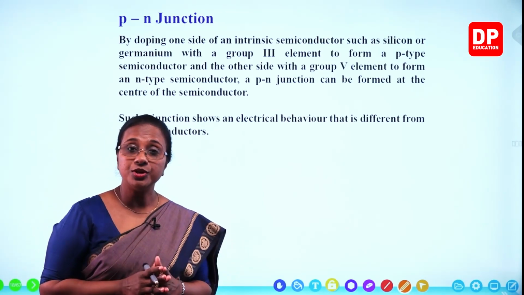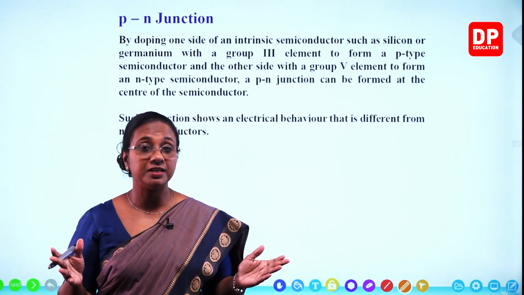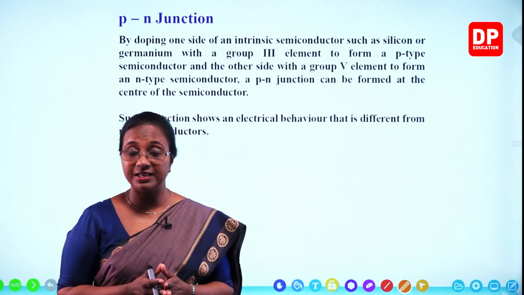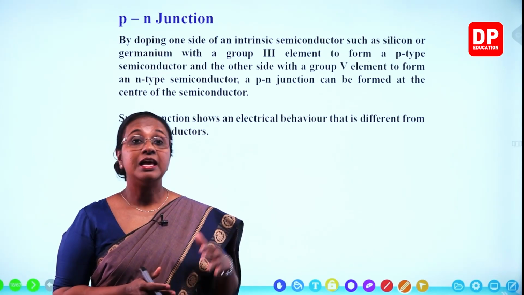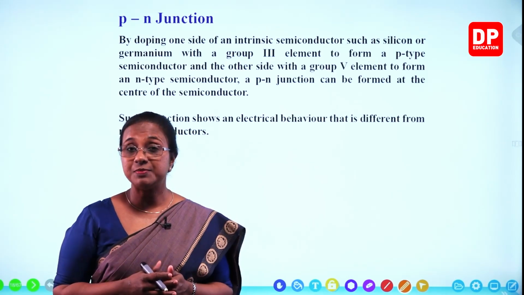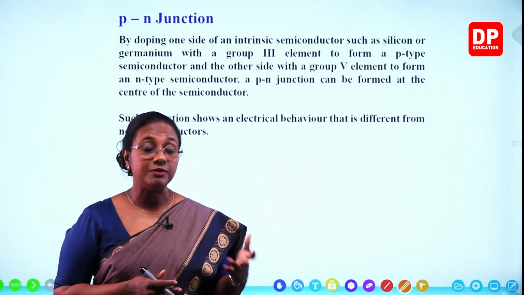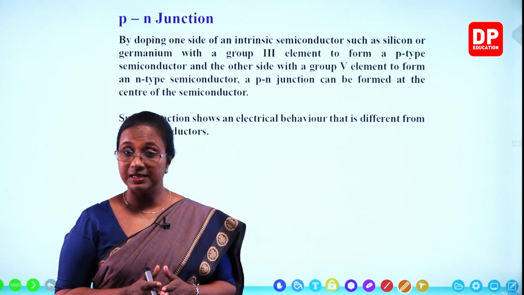So like I told you all, if we have an intrinsic semiconductor, that is a pure semiconductor like silicon or germanium, what we can do is dope it with another material. If it is group 3, we get the positive type or P-type semiconductor. If we dope it with group 5, we get the N-type or the negative type semiconductor.